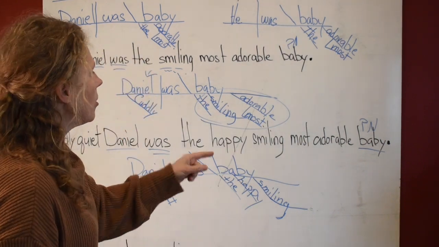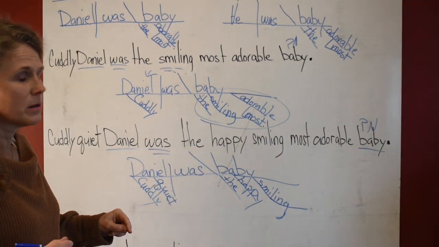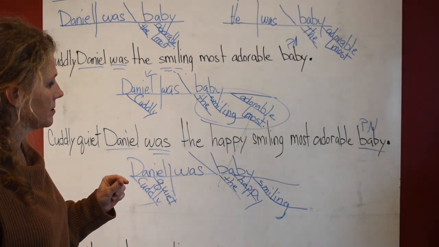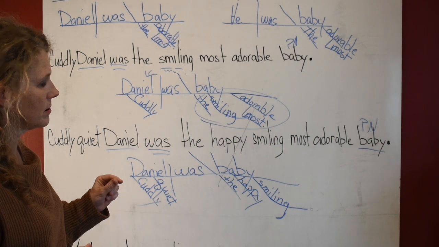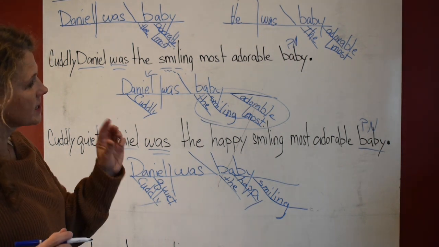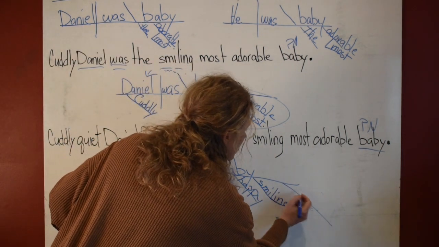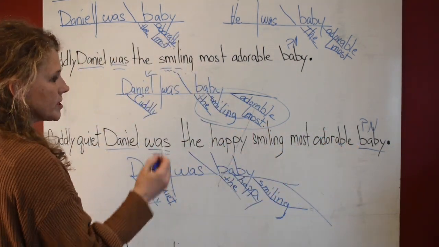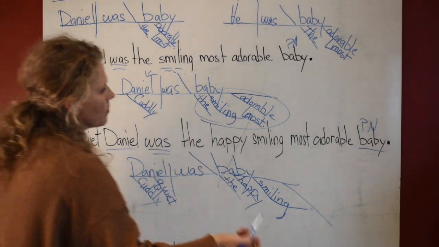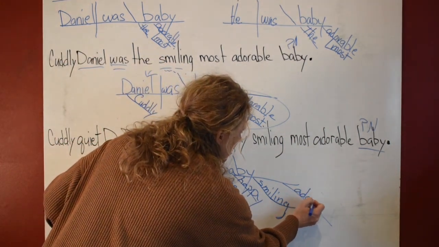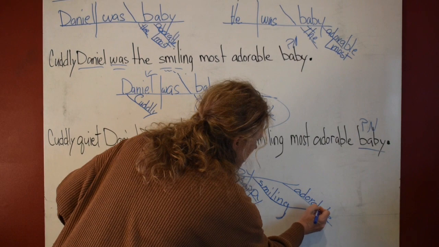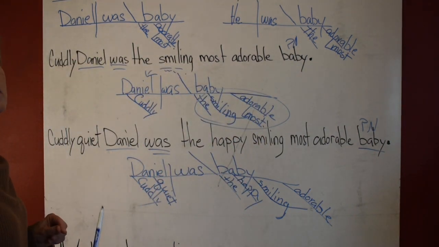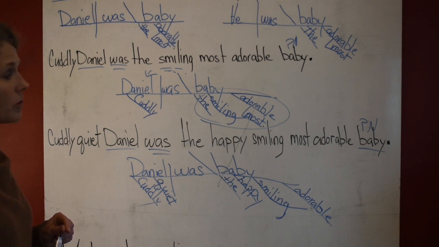Now, most, baby. Now we have an adverb there describing an adjective. What is it? Adorable. What's the adverb? We do have adorable, that's an adjective describing baby. What's describing baby? It's the adorable baby. See how we have an adverb there describing your adjective: most.